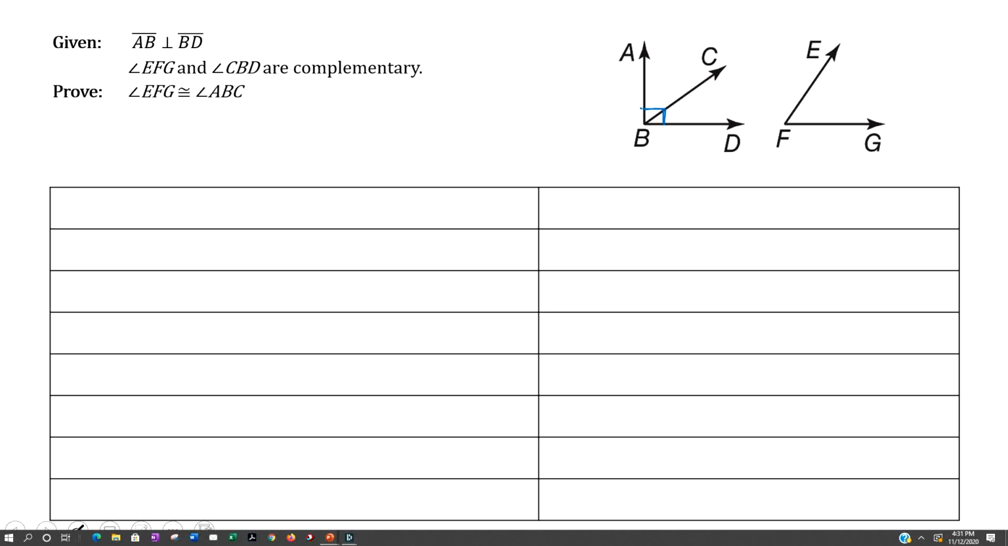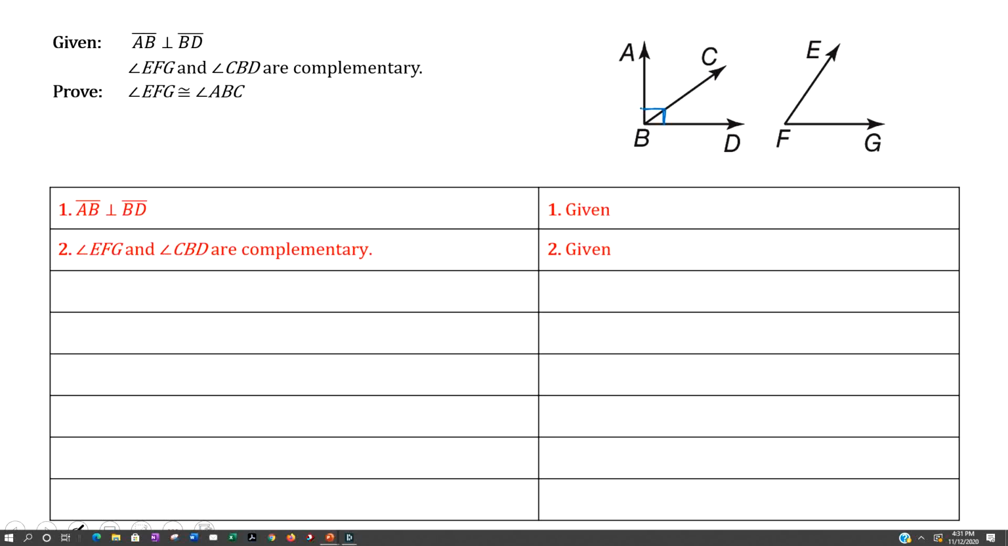We're always starting with our givens. AB is perpendicular to BD. That's your first given. EFG is complementary to CBD. There's your second given. So we've gotten all the givens out of the way.